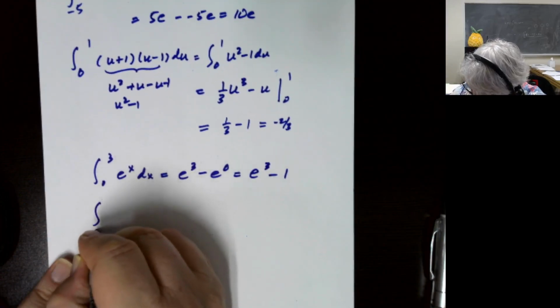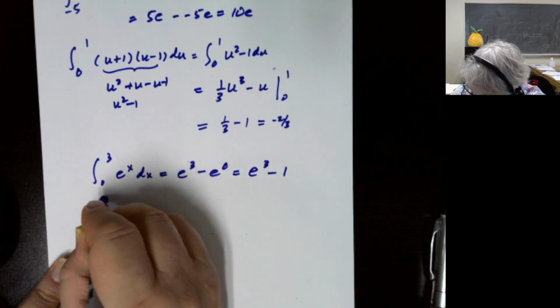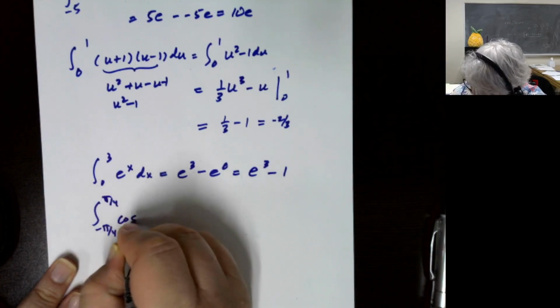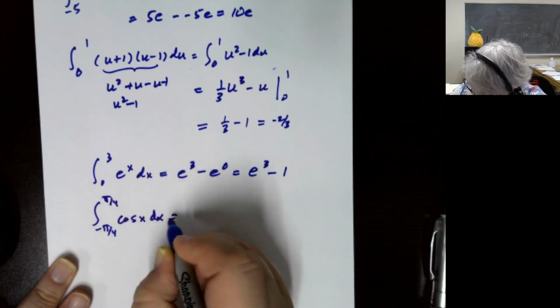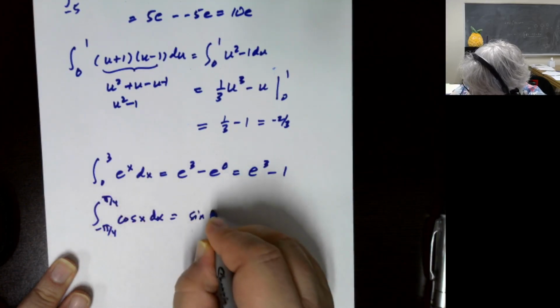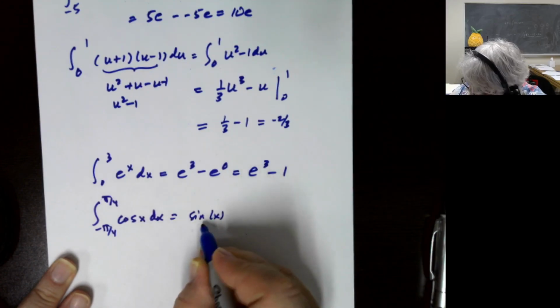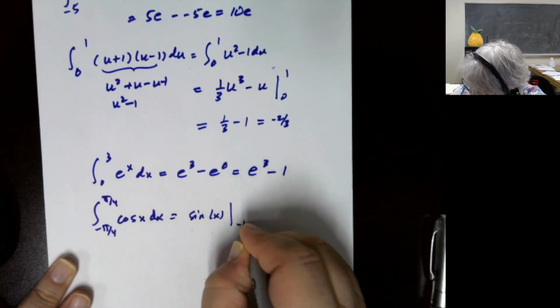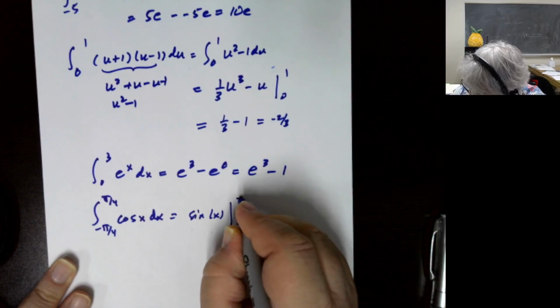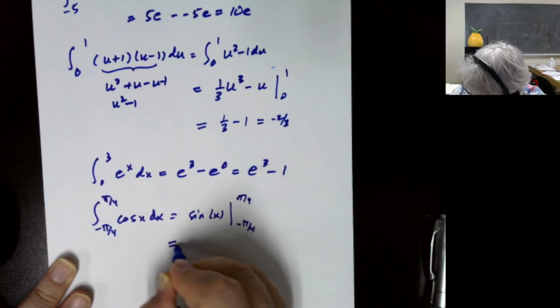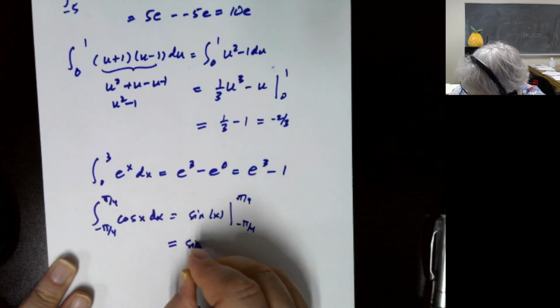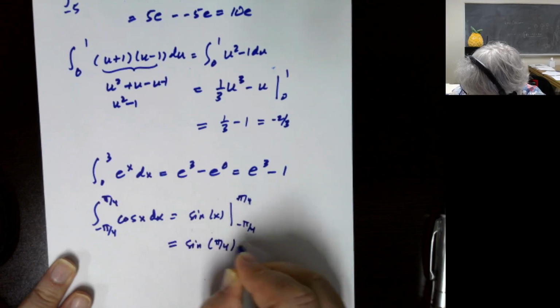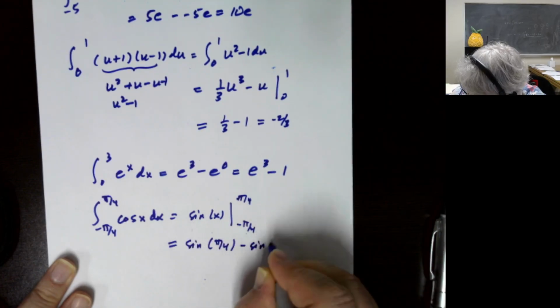Similarly, let's see, the integral from minus pi over 4 to pi over 4 of cosine of x dx. That's just going to be the sine of x, right, because the derivative of sine is cosine. And then that's evaluated from minus pi over 4 to pi over 4. And so that's the sine of pi over 4 minus the sine of minus pi over 4.